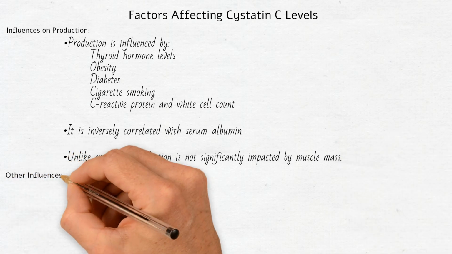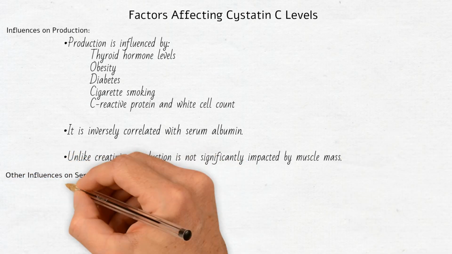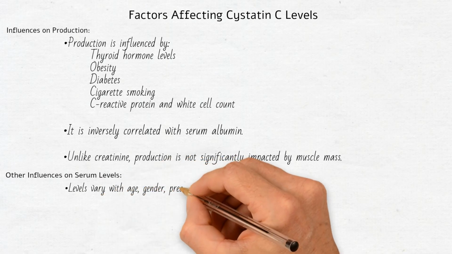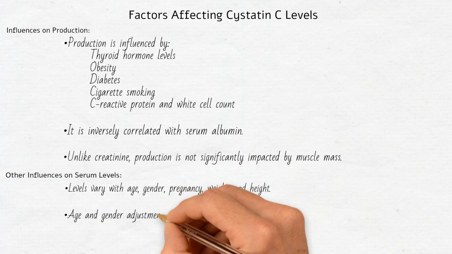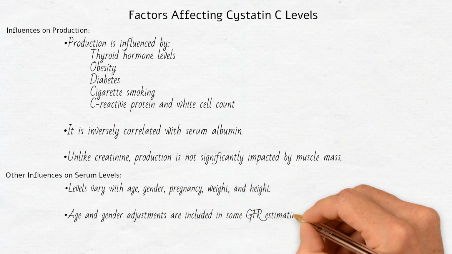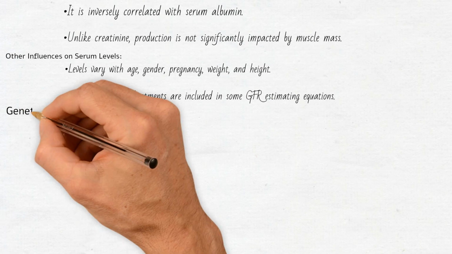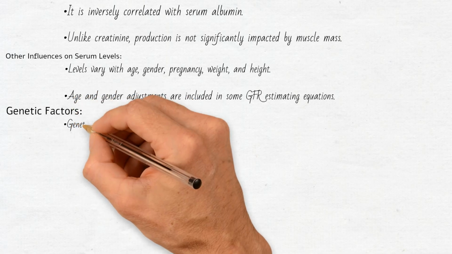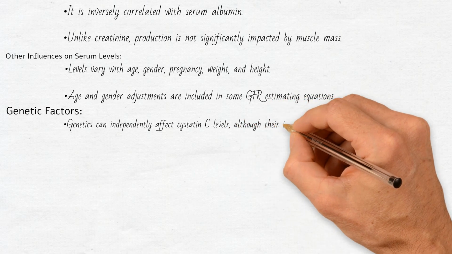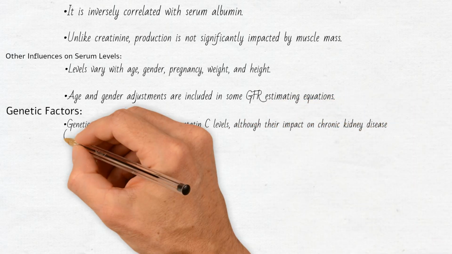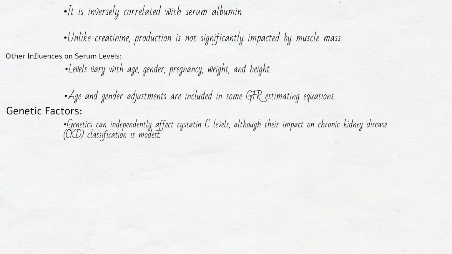Other influences on serum levels. Levels vary with age, gender, pregnancy, weight, and height. Age and gender adjustments are included in some GFR estimating equations. Genetic factors. Genetics can independently affect cystatin C levels, although their impact on chronic kidney disease, CKD, classification is modest.